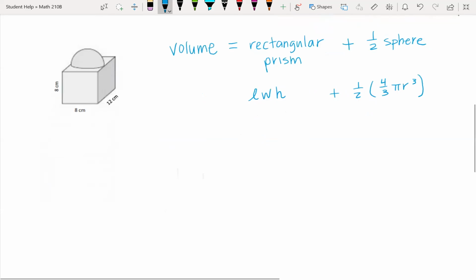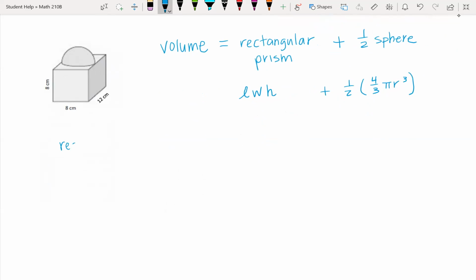Right, so we'll do these in two separate parts. For the rectangular prism, the volume is 8 by 8 by 12, which is 768.